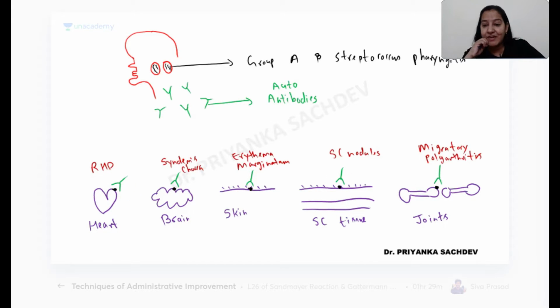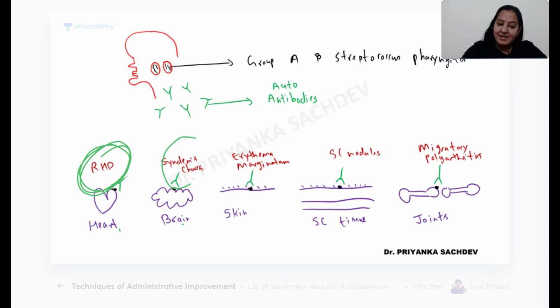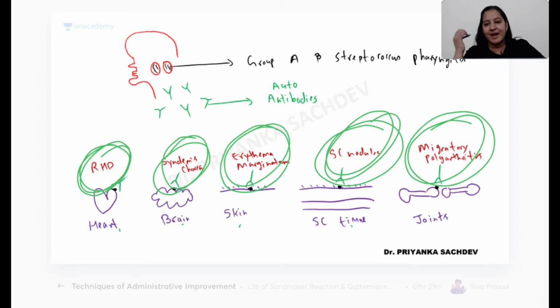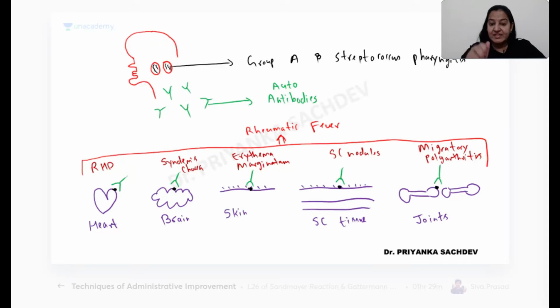So what are the names of the diseases in these 5 organs? In the heart, it is rheumatic heart disease. In the brain, it is Sydenham chorea. In the skin, it is erythema marginatum. In the subcutaneous tissue, it is subcutaneous nodules. And in the joints, it is migratory polyarthritis. We covered all these in the last lecture. Together, all these 5 diseases are known as rheumatic fever.